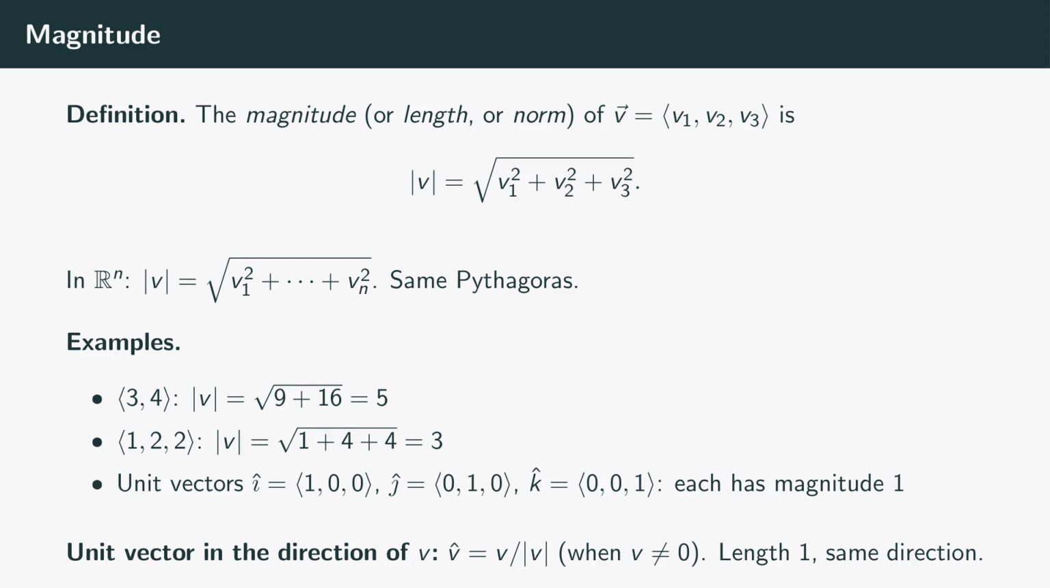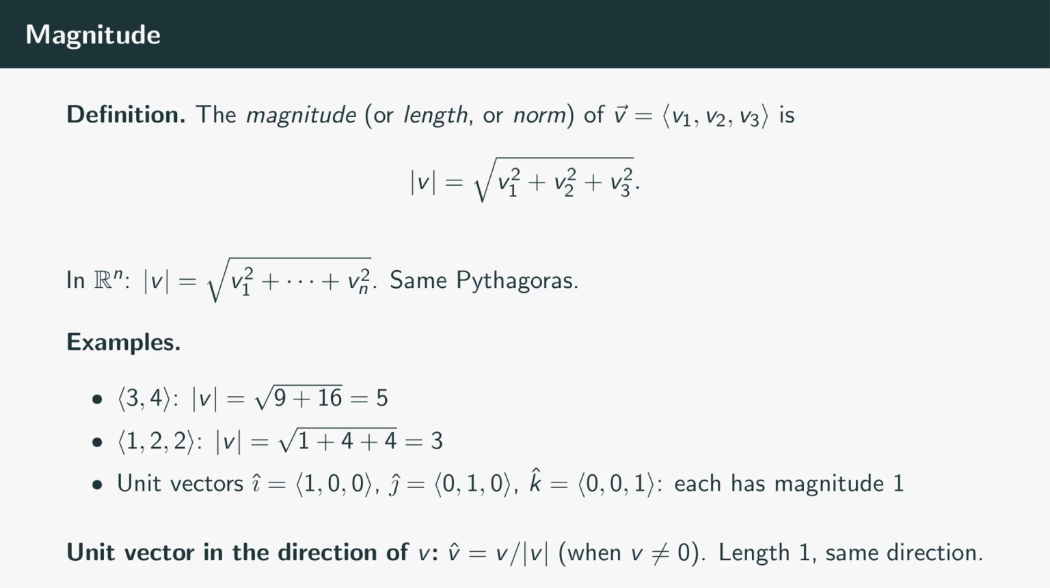The magnitude of a vector is its length. For a position vector, it is the distance from the origin to the tip, which by the 3D distance formula, which we derived last episode, is the square root of the sum of squared components. The magnitude of v equals the square root of v1 squared plus v2 squared plus v3 squared. In n dimensions, it's the same Pythagorean expression with n squared terms.